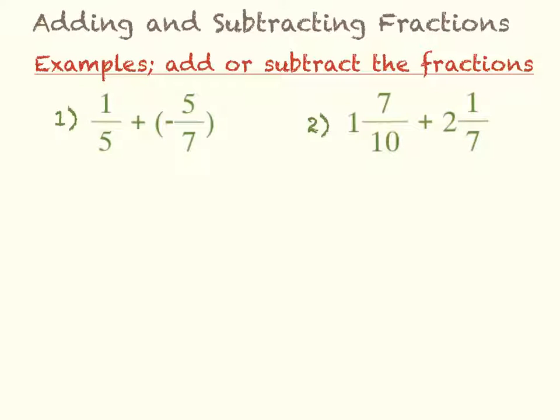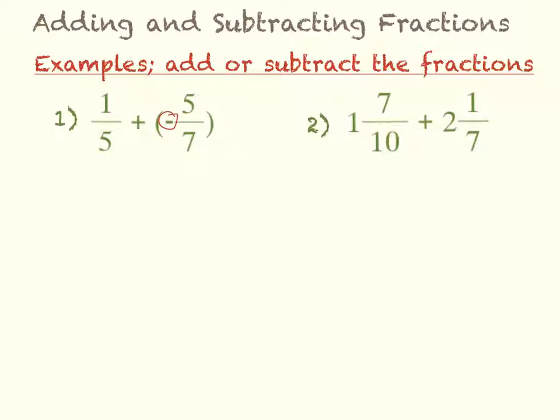Adding and subtracting fractions. The first example is 1/5 plus a negative 5/7. Okay, so we know we have to deal with a negative, so we need to figure out which one is bigger. Well, 5/7 is way bigger than 1/2, and 1/5 is way smaller than 1/2, so we know the negative is with the bigger number, so our final answer is going to be negative.